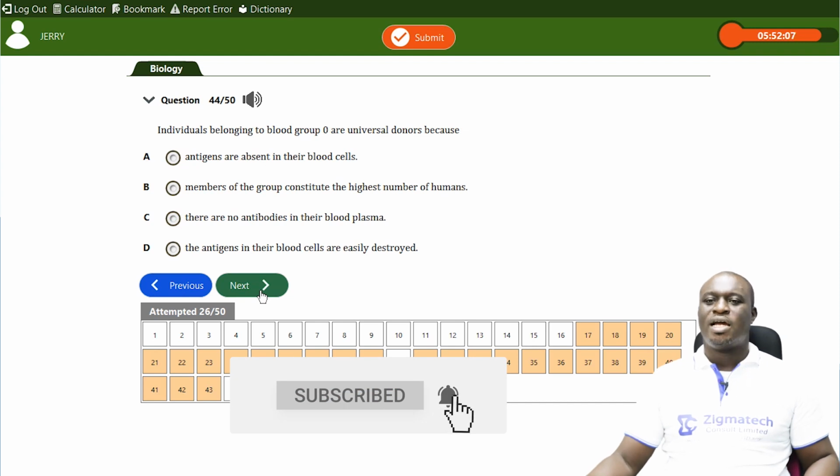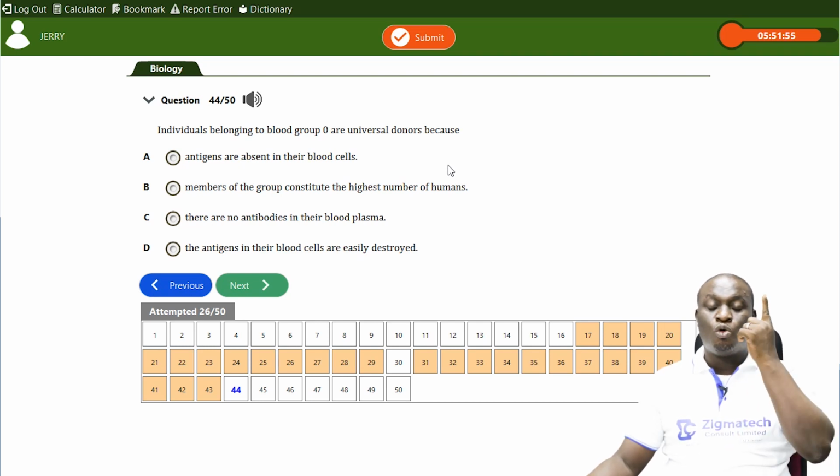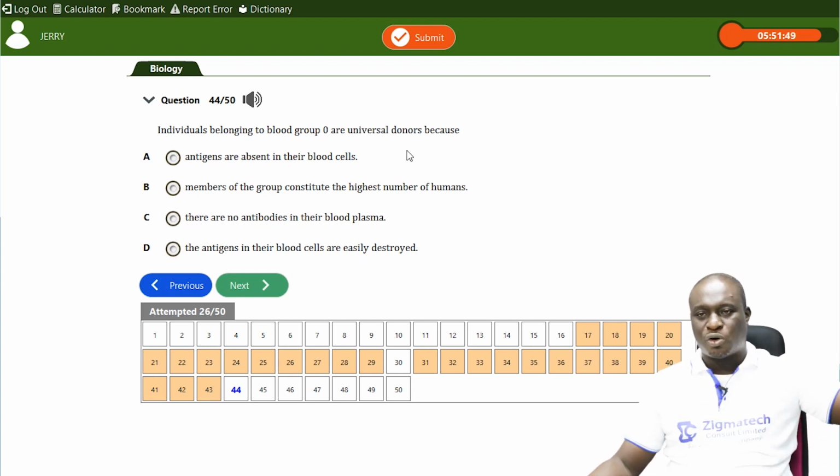Next question. Individuals belonging to blood group O, we've just mentioned this, we've talked about this, blood group O are universal donors. I said they can take blood from only blood group O. As it says here, donors, they can give to every other group. Now, why is it so?